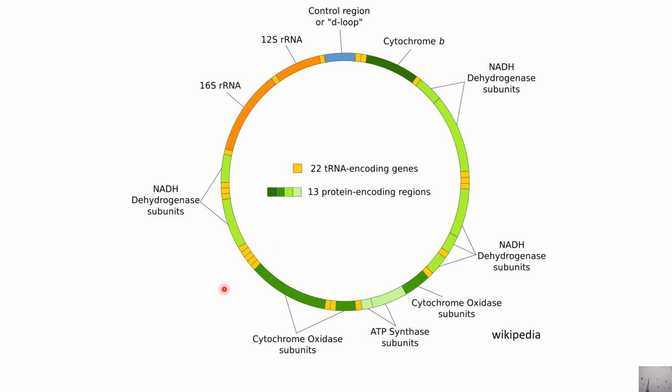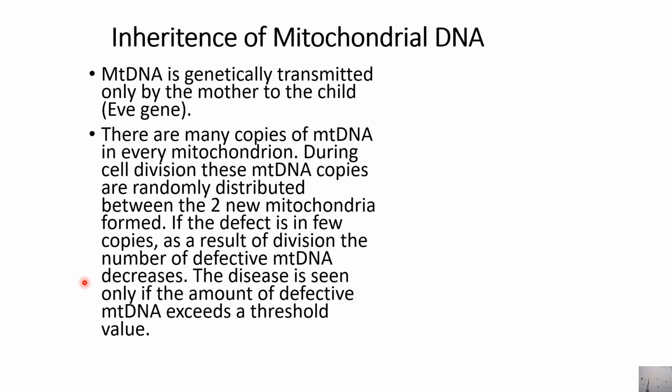This is a schematic of the mitochondrial genome. There is also the concept of the inheritance of mitochondrial DNA, where mitochondrial DNA is genetically transmitted only by the mother to the child. This is maternal inheritance. There are many copies of mitochondrial DNA in every mitochondrion, and during cell division, these copies are randomly distributed between the two new mitochondria formed. If the defect is in a few copies, as a result of the division the number of defective mitochondrial DNA decreases. So the disease is seen only if the amount of defective mitochondrial DNA exceeds the threshold value.